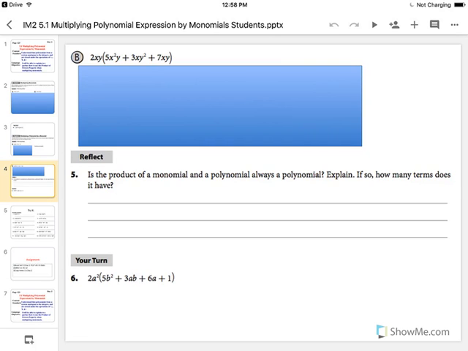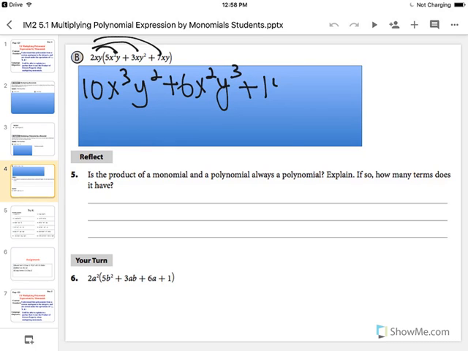Okay, example B. We have a monomial 2xy times a trinomial 5x squared y plus 3xy squared plus 7xy. So we use the distributive property to give us 10x to the third power y squared plus 6x squared y to the third power plus 14x squared y squared. Remember to always write your polynomial expression in standard order.